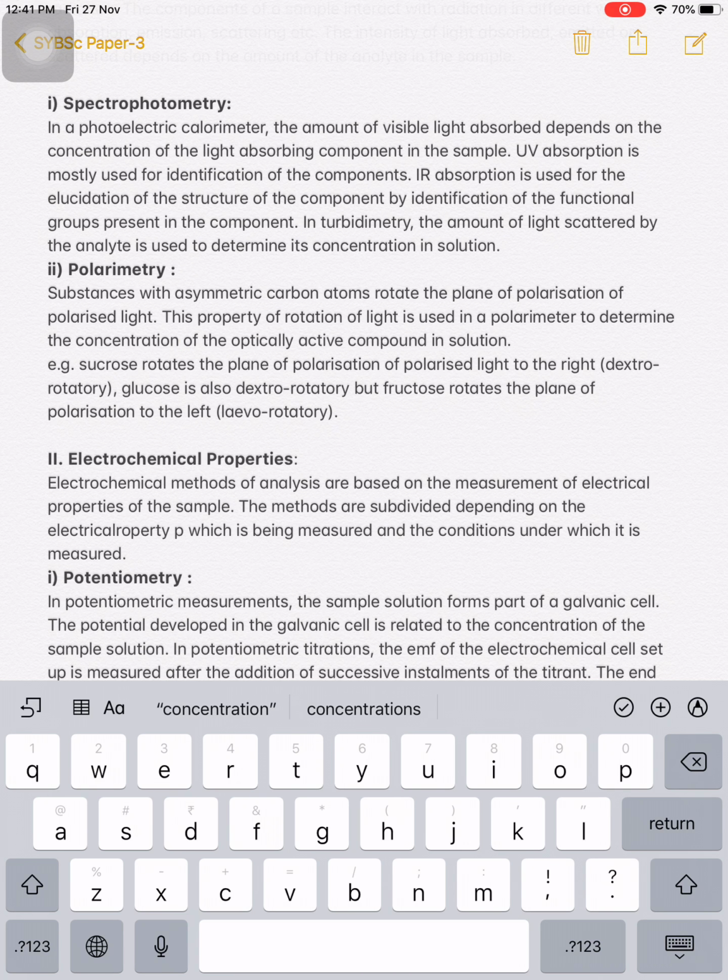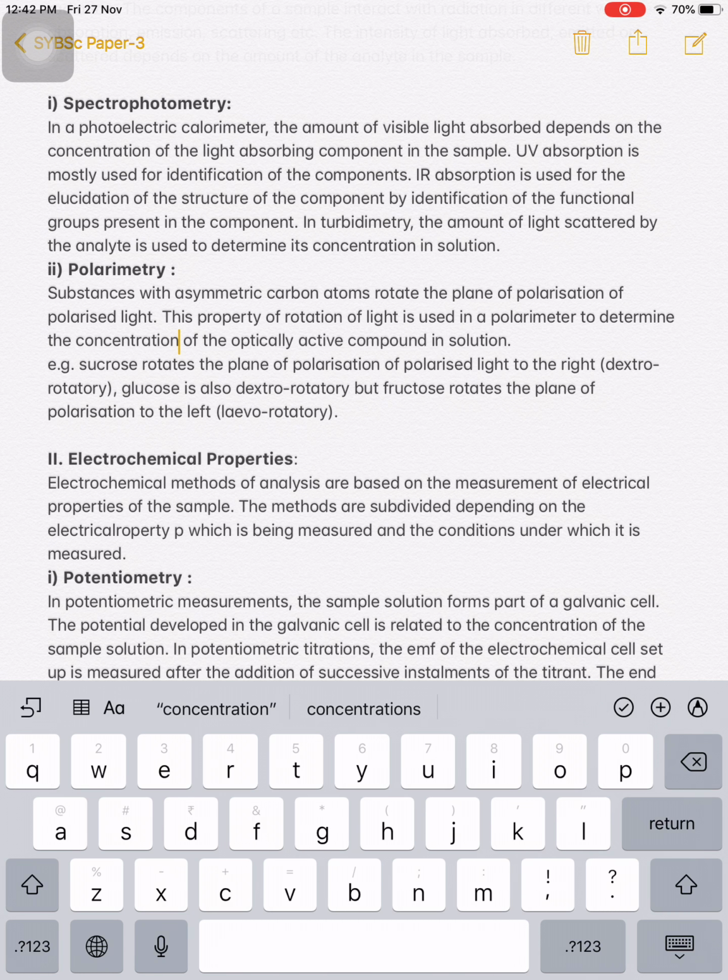Now see here what exactly is the phenomenon that takes place in polarimetry. Substances with asymmetric carbon atoms. Asymmetric carbon means those molecules in which the carbon is bonded with 4 different atoms. Suppose a central carbon is bonded with A, B, C, and D. If all these atoms bonded to the central carbon are different, then it is known as an asymmetric carbon atom.